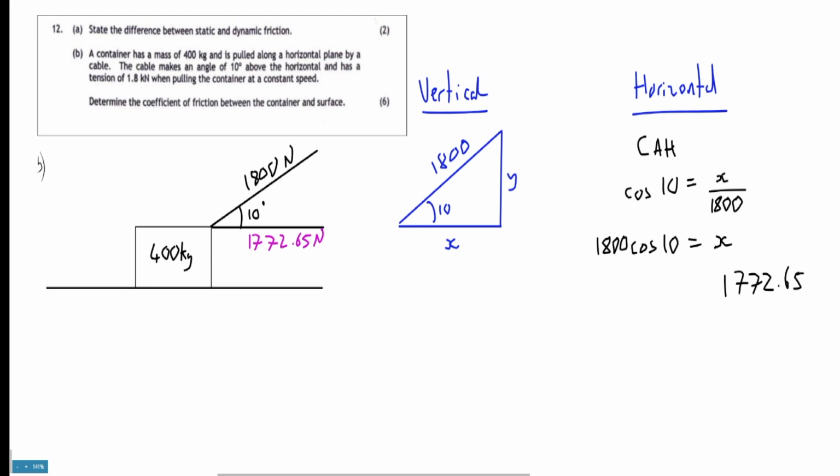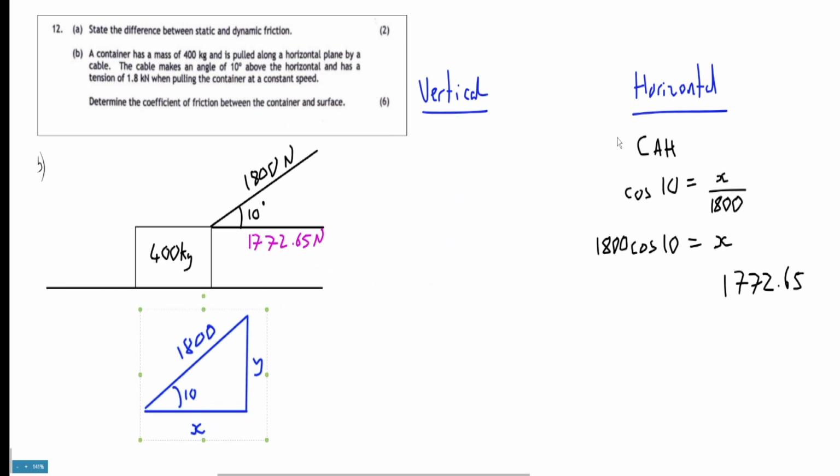The vertical is exactly the same, but it's just going to be cosine. I mean, sine. We already did cosine. Let me move this down here so I've got a bit more space to work in. We're going to use the SO from SOHCAHTOA because I want the opposite and I've got the hypotenuse. So sine of 10 is equal to the vertical over the hypotenuse. Let's rearrange that into 1800 sine 10 is equal to y.